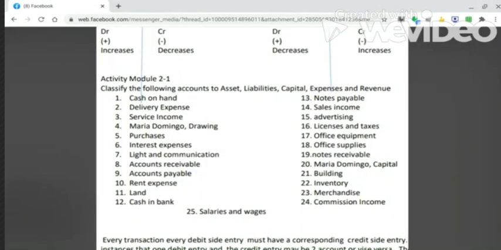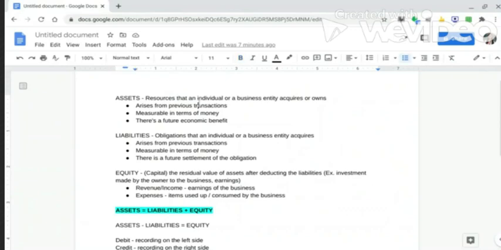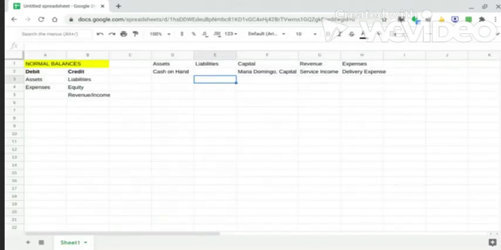So next, purchases. Pag bumili ka ng items na ibebenta mo for the business, of course, balikan natin yung definition. There is a previous transaction that it came from. You can measure it in terms of money. At since bumili ka nga ng items para ibenta mo, that means that there is a future economic benefit for the purchases. So, ilalagay natin siya as asset.